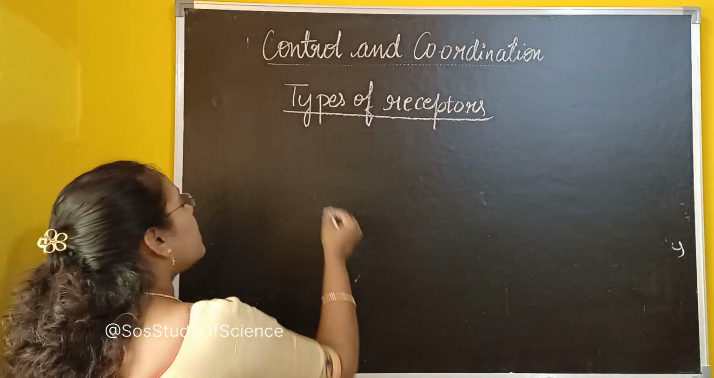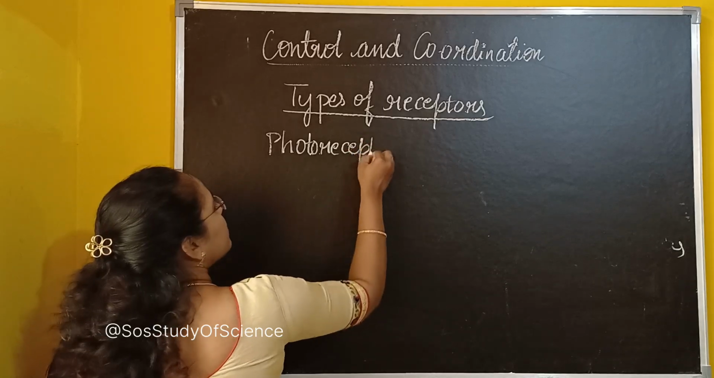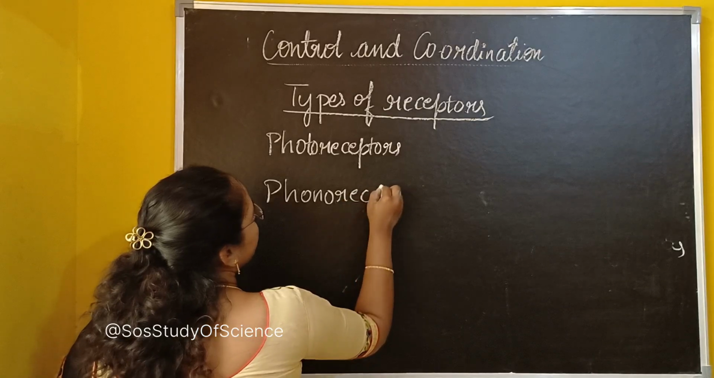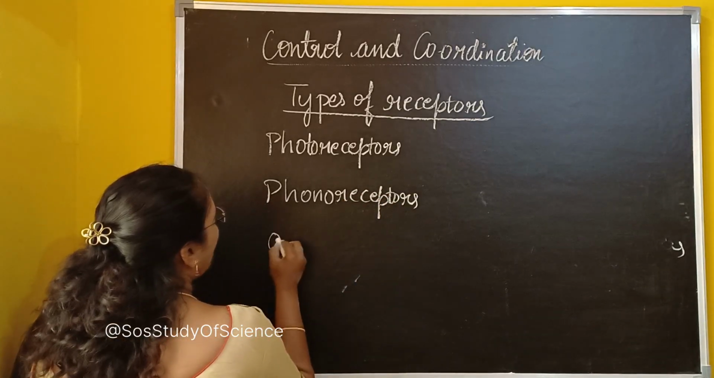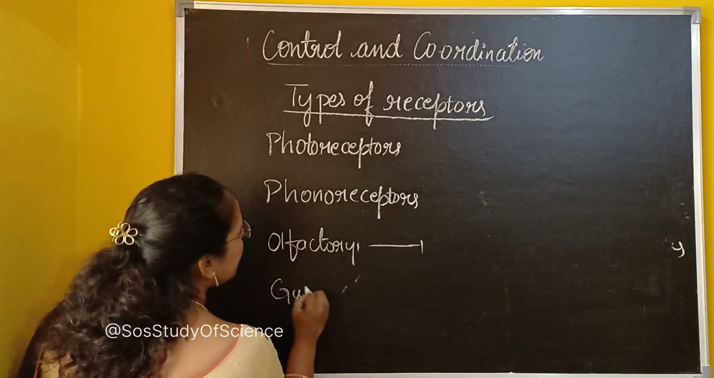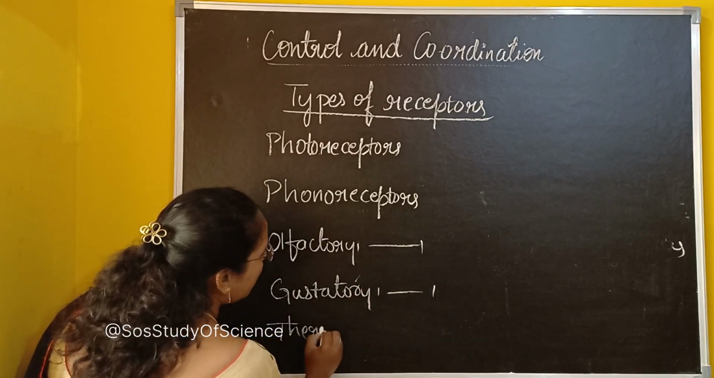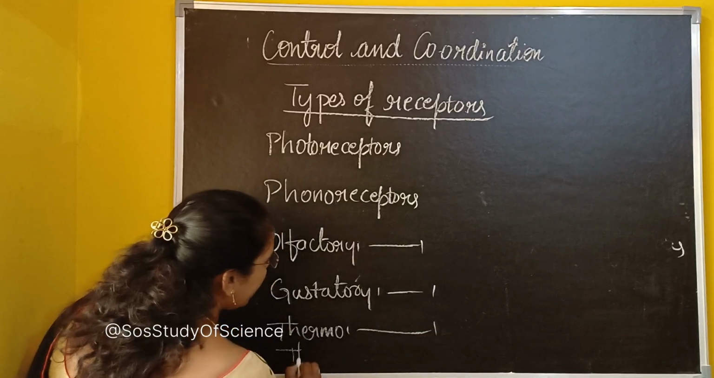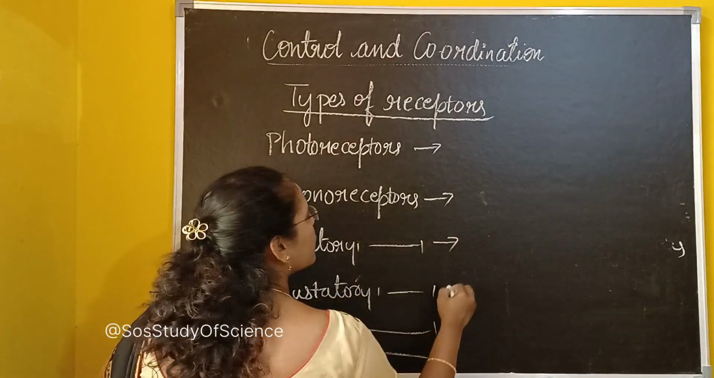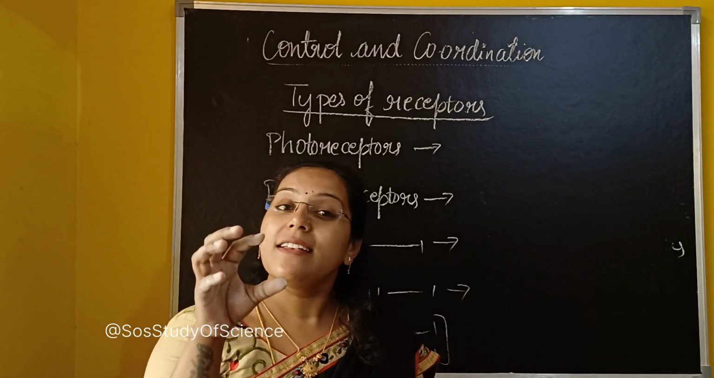Types of receptors. We have photoreceptors, phonoreceptors, olfactory receptors, gustatory receptors. We have thermoreceptors and thigmoreceptors. So these are the receptors present in our body. Where are they present? In our sense organs.